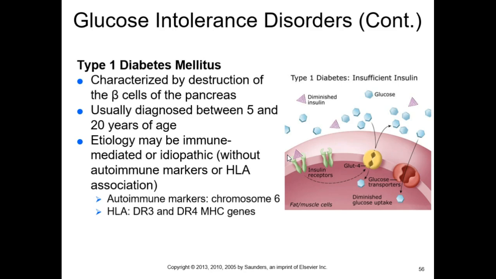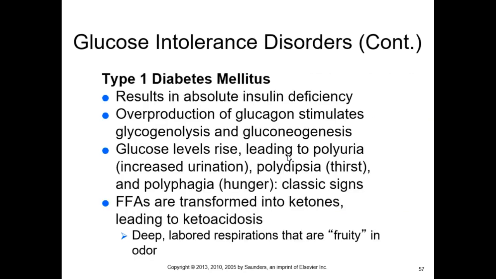And again, there are some idiopathic forms. They do not have antibodies against the beta cells, but there is an autoimmune form. This is going to be an absolute insulin deficiency. They are going to completely lack their own endogenous insulin. They may also overproduce glucagon. Either way, we're going to have elevated blood glucose levels.